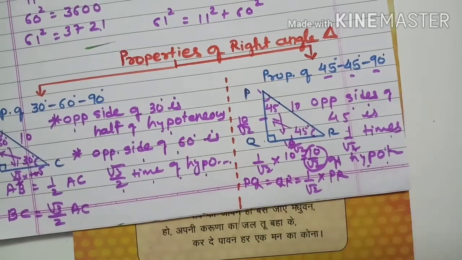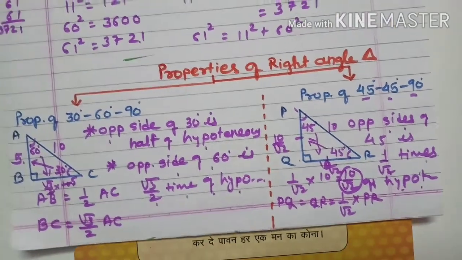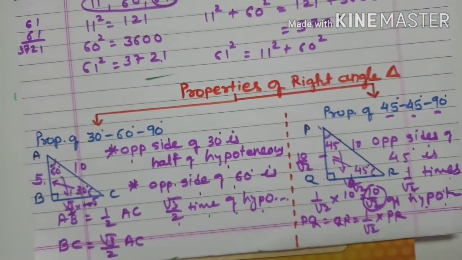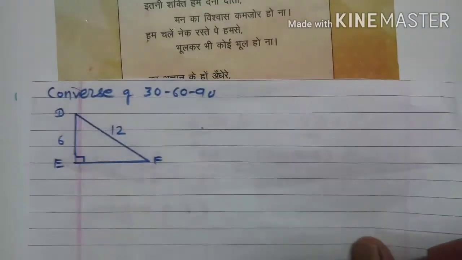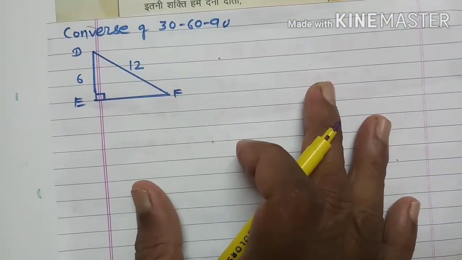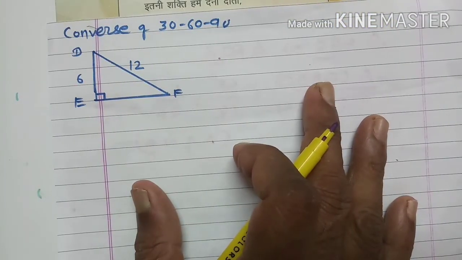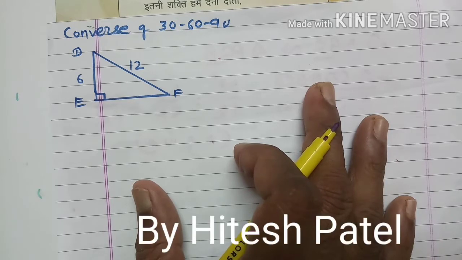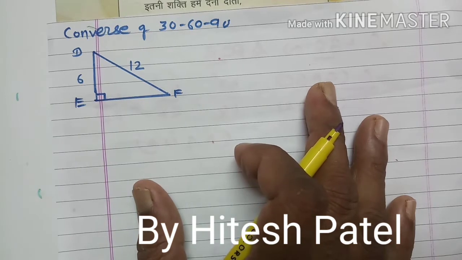Now the last one is the converse of the 30, 60, 90 theorem. We also have a converse. Now what is there in the 30, 60, 90 theorem? That the opposite side of a 30 is half of the hypotenuse, and the opposite side of a 60 is root 3 upon 2 times the hypotenuse.